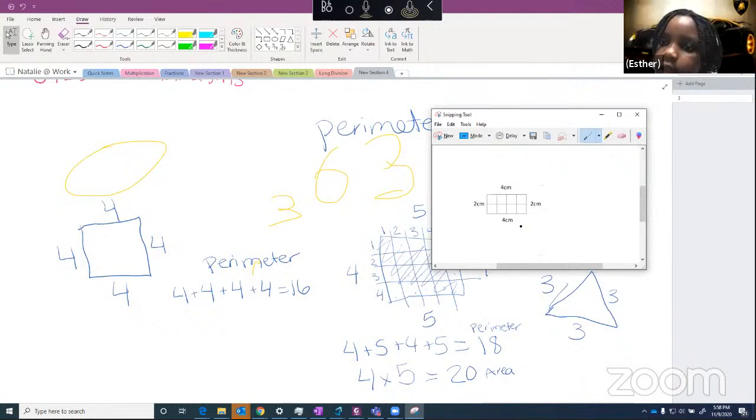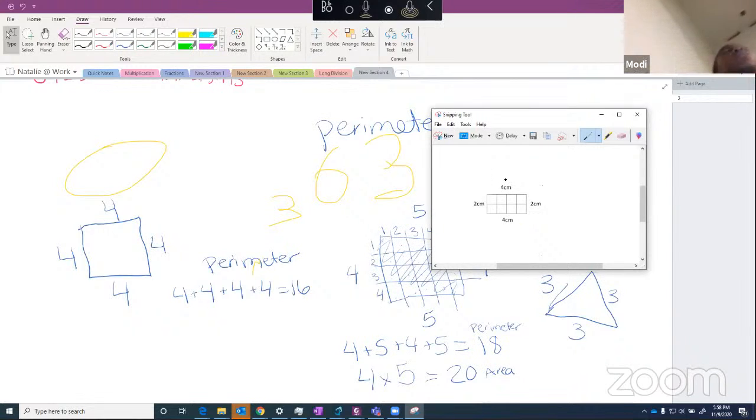Do you see this one, Esther? It's already charging. Yeah.